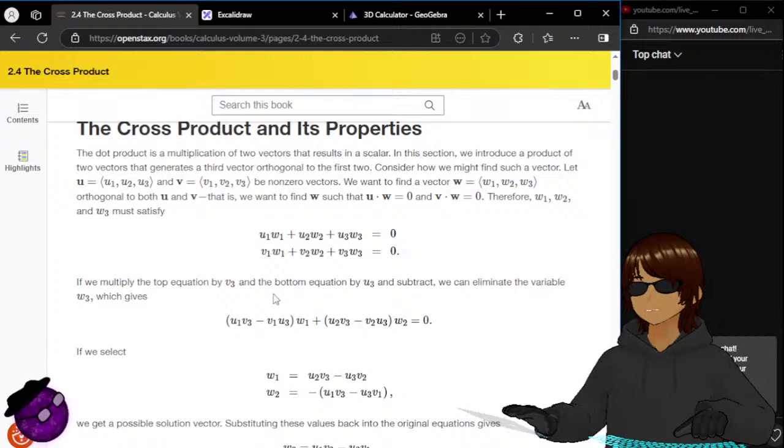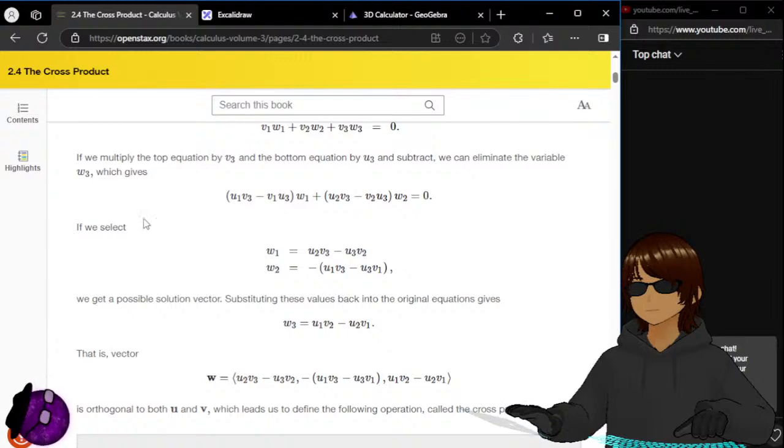Oh, so what did they do? They multiplied v3 on both sides, over here, and they multiplied u3 over here, and then they got this. And these two cancelled out. If we select v1 as this and w1 as this and w2 as this, we get a possible solution vector. Substituting these values back into the original equation gives this.